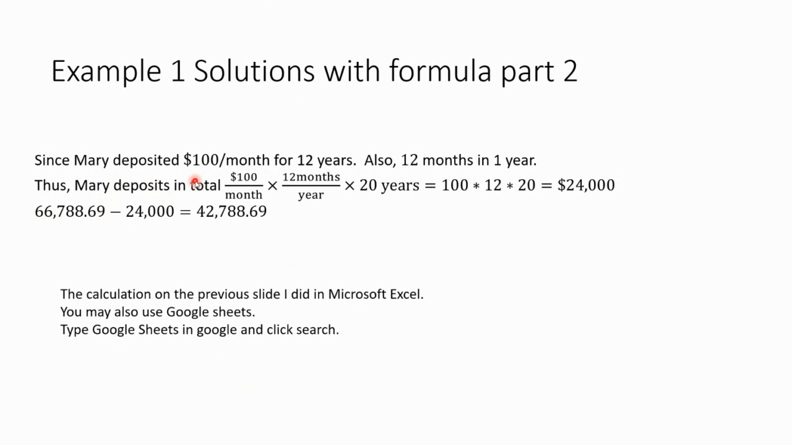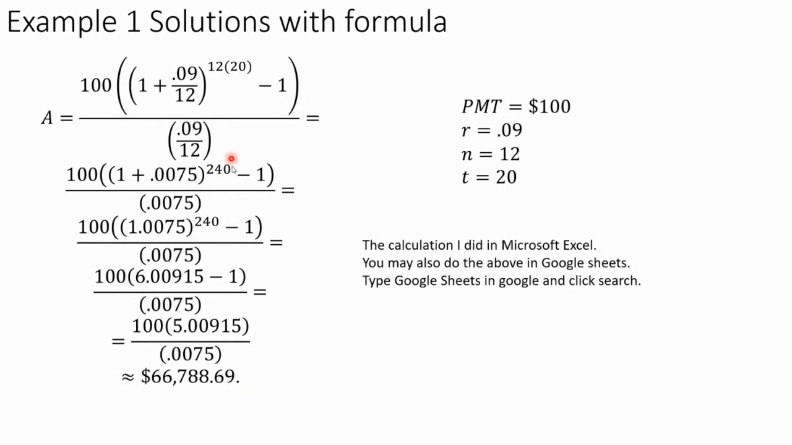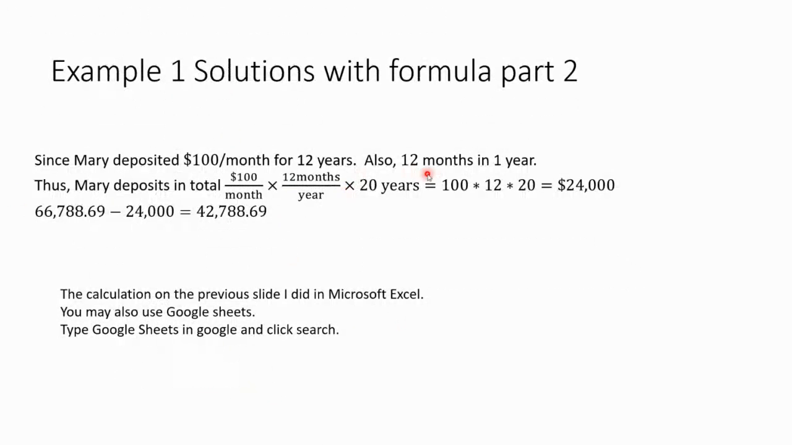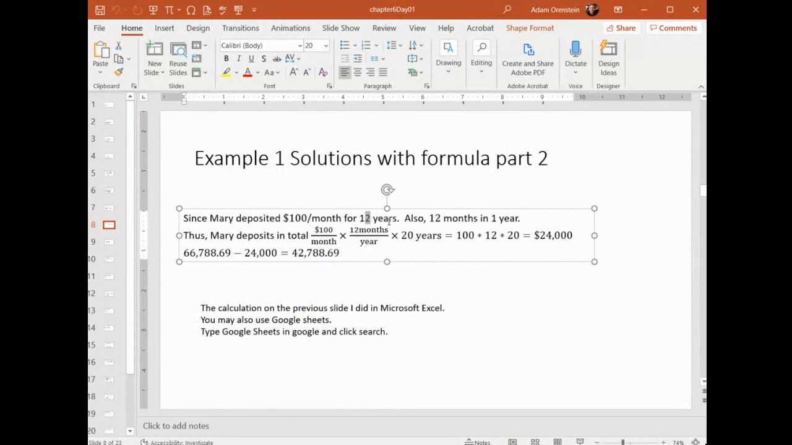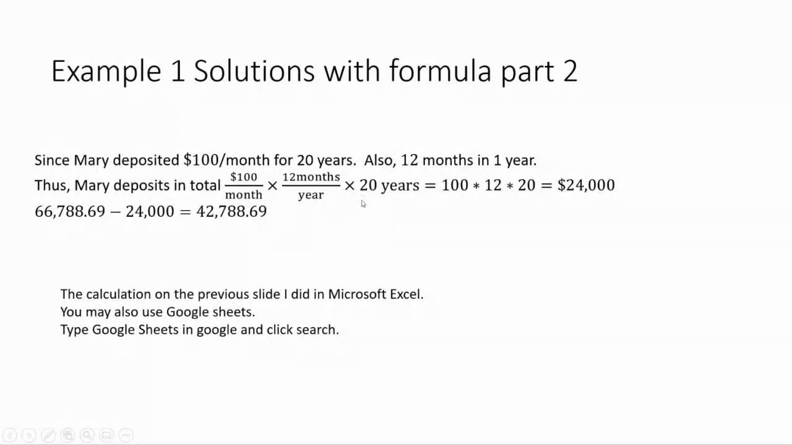So she deposited $100 a month, right? And this is going on for 12 years, okay? No, excuse me, 20 years. Not 12 years, this should be 20. Although in the calculation I did 20. Let me just fix that here. Actually, no, let me do it this way. Sorry about that. Thought I caught all the mistakes, but I did not. That's all right. So anyway, this is going on for 20 years, right?